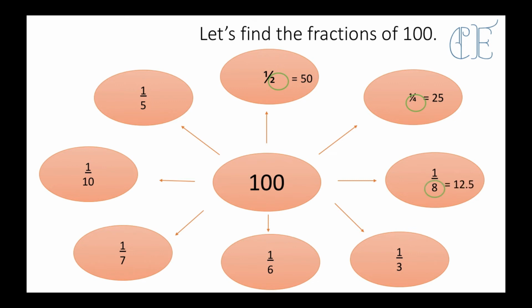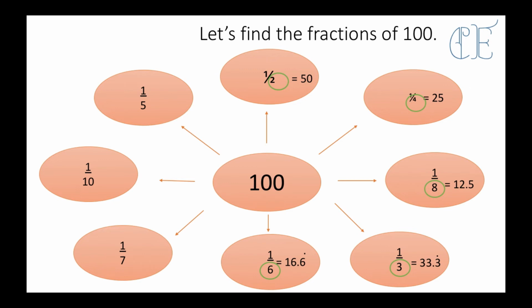100 divided by 3, 33.3 recurring. Now this recurring means, this dot means that 3 is going to go on and on and on forever. We can't ever get an exact number for a third of 100, it won't give us one. 1/6 of 100, or 100 divided by 6, is 16.6 recurring. Okay, and again that 6 just goes on and on.